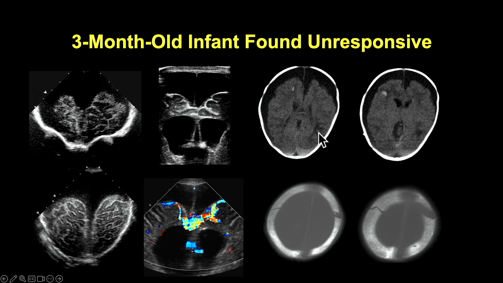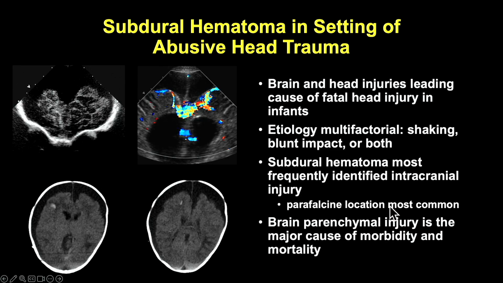And here we see a CT that was subsequently done that confirms those findings, and we also see that there is some parenchymal hemorrhage as well. And bone window settings show that there are multiple skull fractures. This was a case of a subdural hematoma in the setting of abusive head trauma.